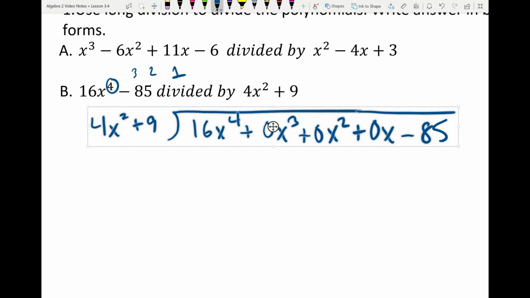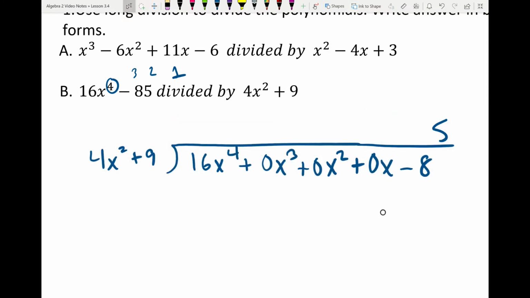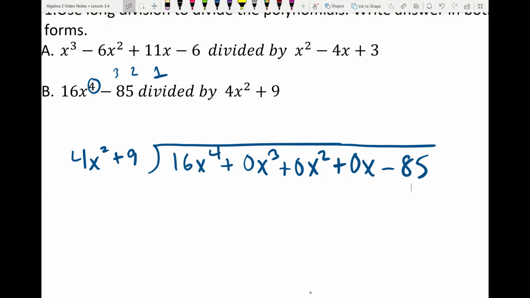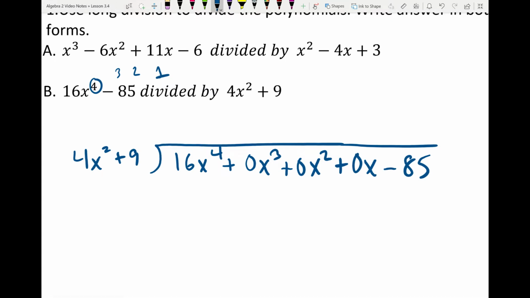Also going to give myself some room here. All right, so now we have enough room. Let's go ahead and get started.